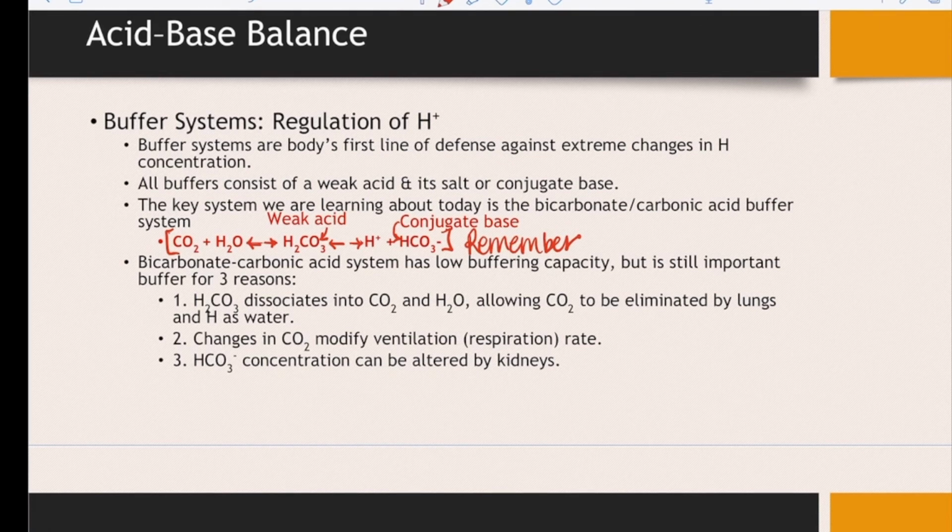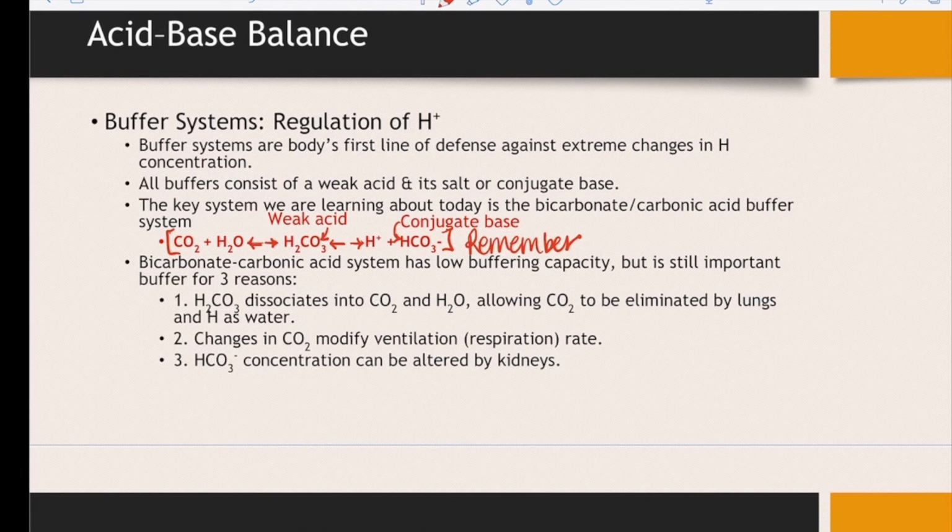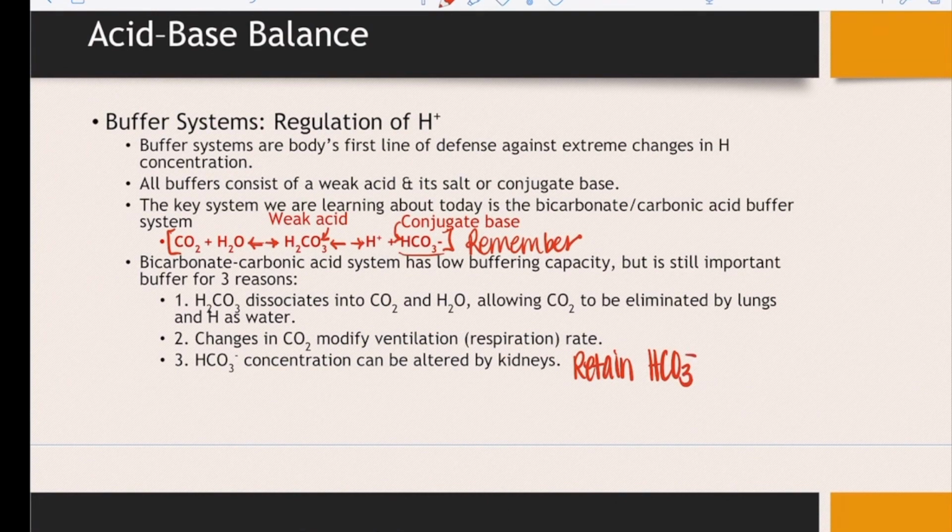And that's just something that we do in our everyday life. We're breathing out CO2 and H2O. And again, you can change that CO2. You can change how much you are respiring. You can breathe faster, or you can take those low, deep breaths, depending on whether you want to retain CO2 or get rid of it. And again, we can alter the HCO3 conjugate base concentration with the kidneys. We can choose to retain that HCO3 if we have especially acidic conditions.